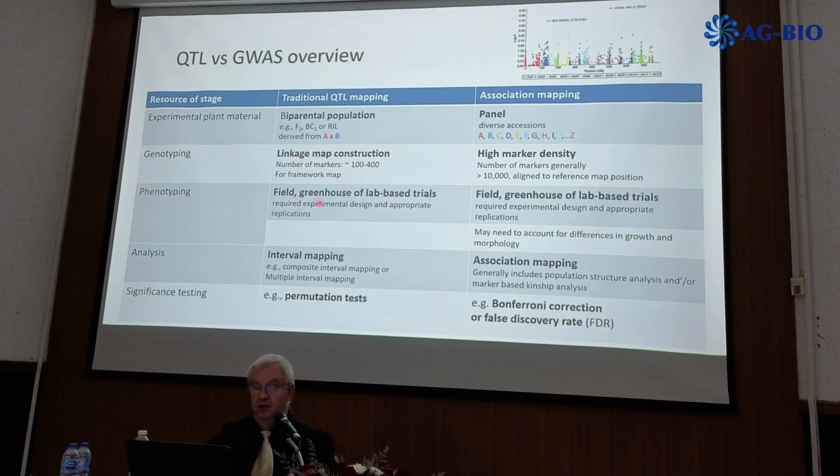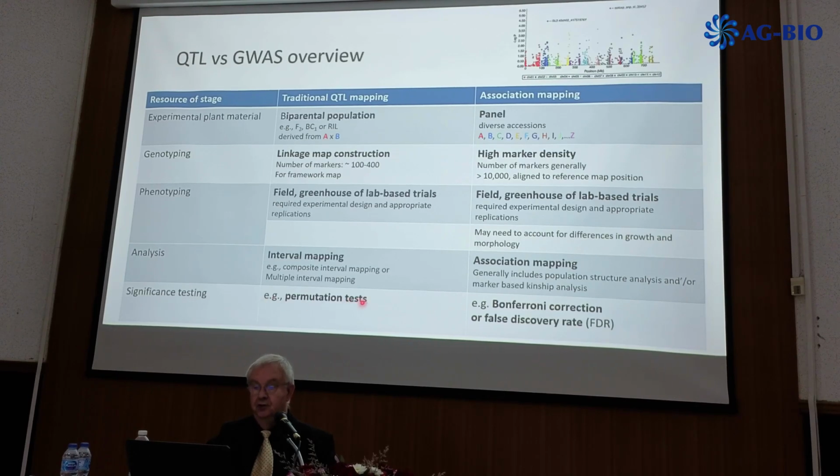The phenotyping is actually the same for the traits: field, greenhouse and lab-based, but in the association mapping, you can do a lot more by appropriate applications and experimental design. That is where the statistician comes in and will give you a lot of suggestions. And then for the analysis, I mentioned to you have interval mapping, different interval mappings, and for the association, we have association mapping based on structure analysis, kinship, and linkage disequilibrium. That is what I already mentioned and will explain more in detail.